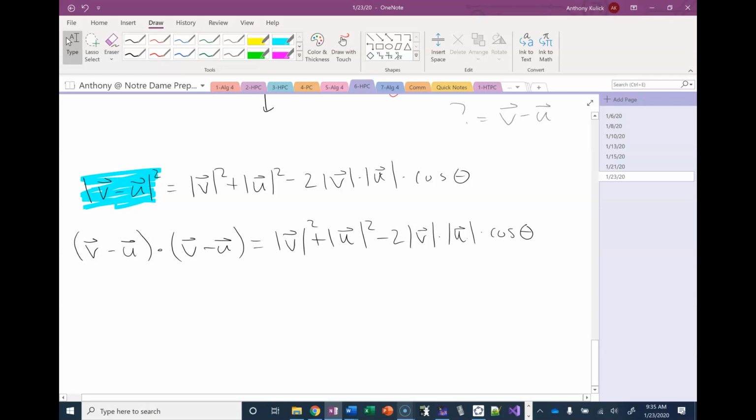Now, since I have the distributive property, what do you suppose I can do with this dot product here? Since I have a distributive property for dot products, how can I do that dot product v minus u dot v minus u? Foil it. Exactly right. So that's going to give me v dot v minus 2 v dot u plus u dot u. And then I'm just going to keep the entire other side the same.